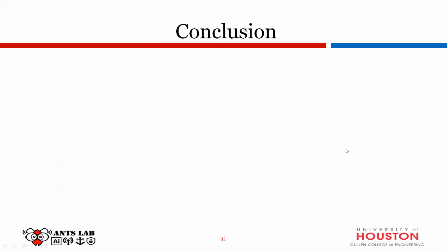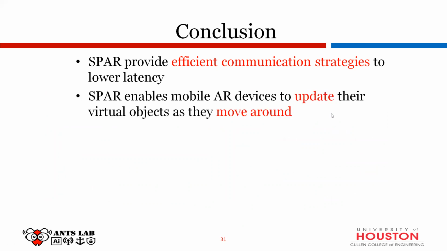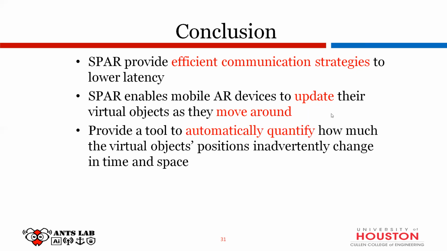To wrap up, what this paper is trying to say is that SPAR provides efficient communication strategies to lower latencies, and SPAR enables mobile devices to update their virtual objects as they move around. And the third is that they provide a tool to automatically quantify how much the virtual objects' positions inevitably change in time and space. So this is the estimation tool to get the spatial inconsistency.